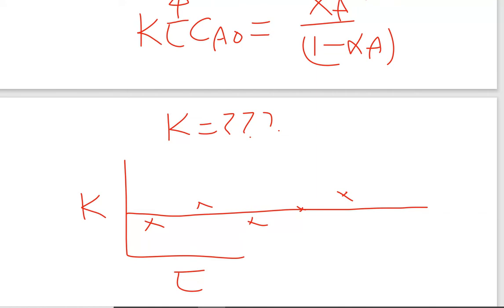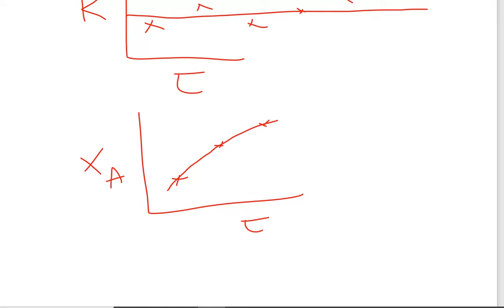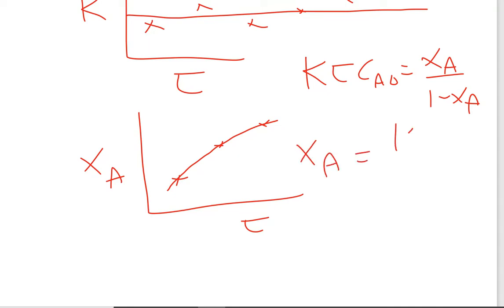You also studied the effect of residence time on conversion, right? So conversion versus residence time, you got something like this. It looks linear but it's not linear. If you fit it, it's like this. Now we know this equation, k tau C a naught equals xa divided by 1 minus xa. If you rearrange, you will get xa like this. I'm trying to get conversion versus residence time.